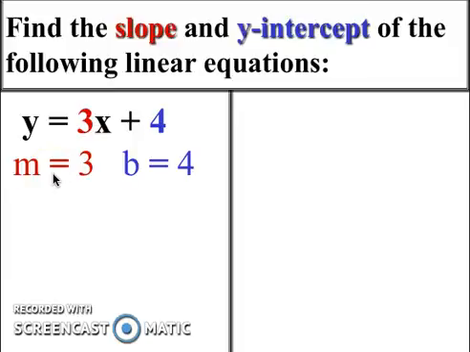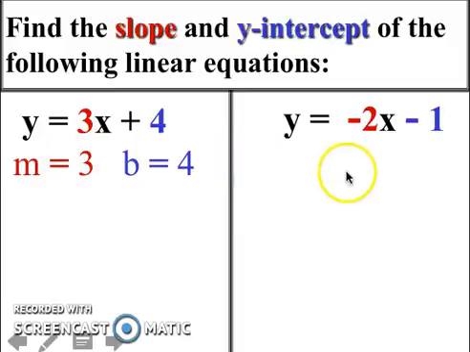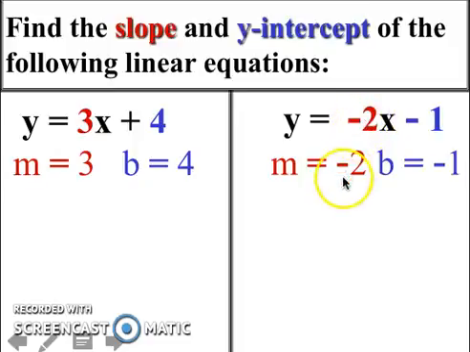So let's look at a different example. y equal negative 2x minus 1. Our slope in this equation is, again, next to the x. We have a coefficient of negative 2. That's our slope, negative 2. And our b, which is negative 1. Remember to carry the negative with the number.